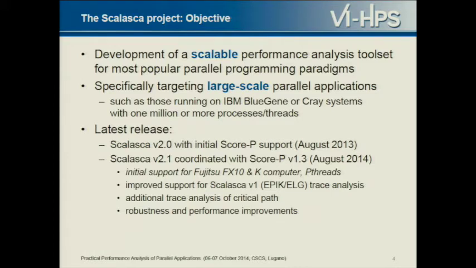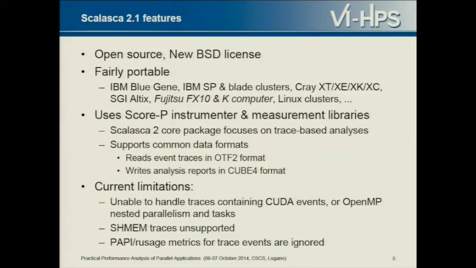There's a limited amount of pthreads support, something that we need to build on and improve. It also included some analysis where we can identify the critical path of execution and how much time each call path contributes to the critical path. Like Score-P, it's open source with a BSD license. It supports the same systems as Score-P does and uses the same formats. This is a distinction from its predecessor, where the initial version of Scalasca had its own measurement infrastructure and formats. Now we're using Score-P, which uses the OTF2 trace format.